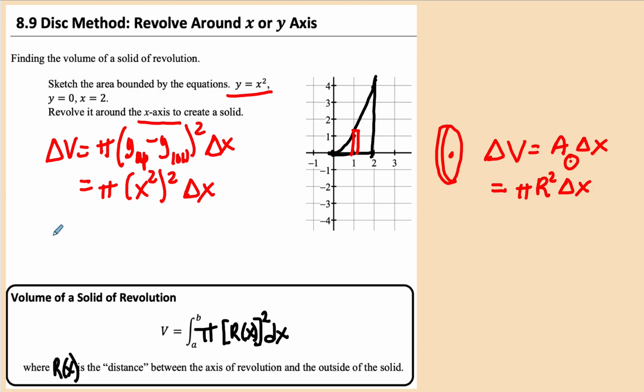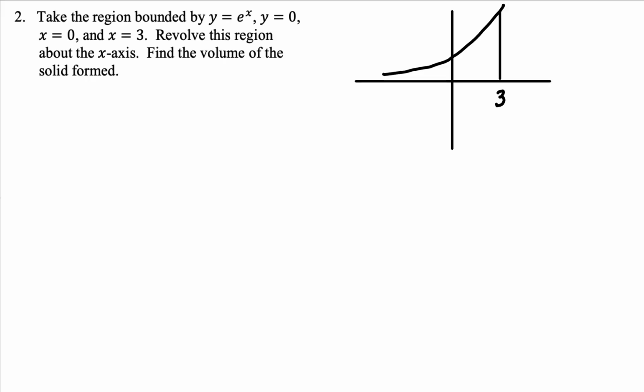Now we can set up our volume, and our little delta x's are going to go from 0 to 2. And if you want to simplify this and just write x to the 4th, that might not be a bad idea. And so here's the setup for the volume. And that volume will have that kind of cone shape, but it's not straight sides. Let's go on to another problem.